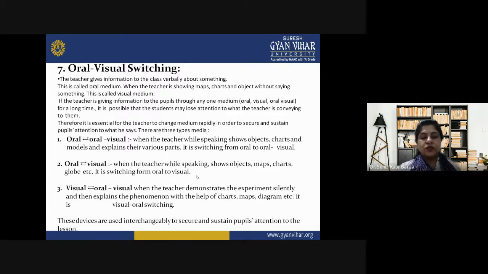Visual-oral: when the teacher demonstrates the experiment silently and then explains the phenomena with the help of charts, maps, diagrams, etc. It is visual-oral switching. These devices are used interestingly to catch the pupils' attention.